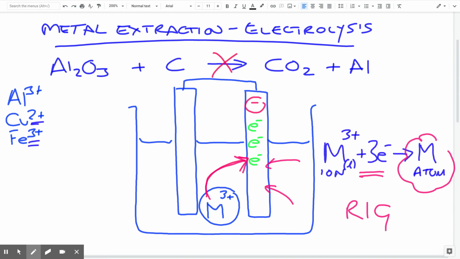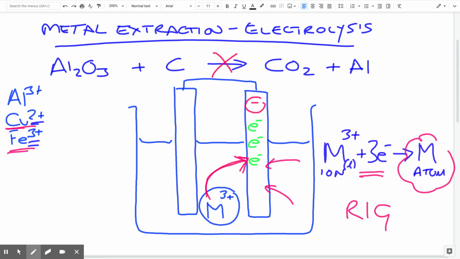So we can see that electrolysis can be used in a similar way to reduction reactions using carbon, but this time we can do it in situations where carbon isn't reactive enough to force that reduction to occur. We can now use electricity or electrolysis reactions to make metal extractions proceed. It can also be done, as we said, with any other metal, as we say, copper 2 plus or iron 3 plus. But we have to look at the requirements for that to occur.